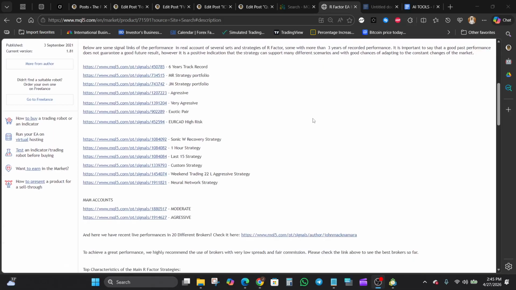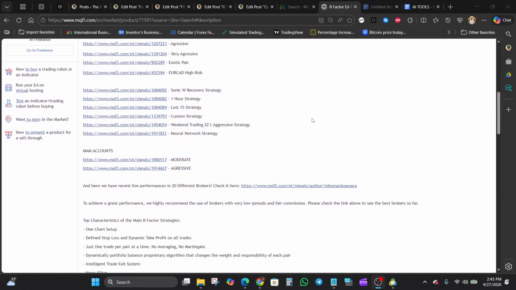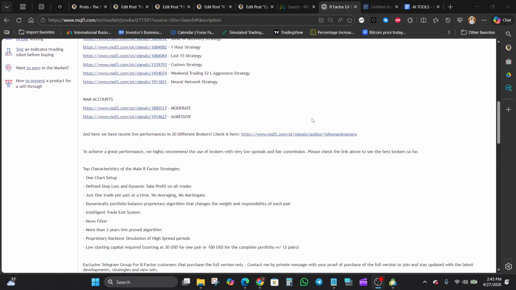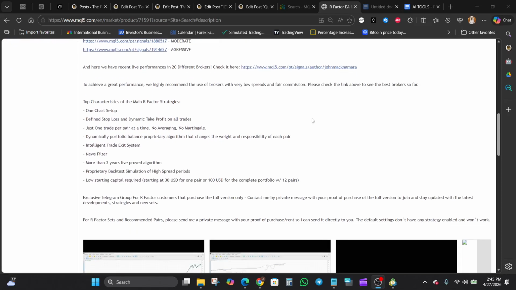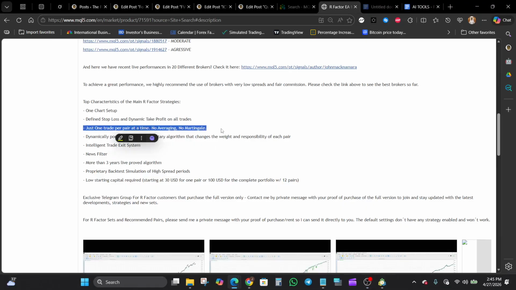All right. But it also comes with a trade-off, because increasing exposure to winning strategies can also increase overall volatility, especially if market conditions suddenly change. Another important detail is that the EA avoids typical high risk behaviors like martingale or averaging down. All right, just one trade per pair at a time, no averaging, no martingale.